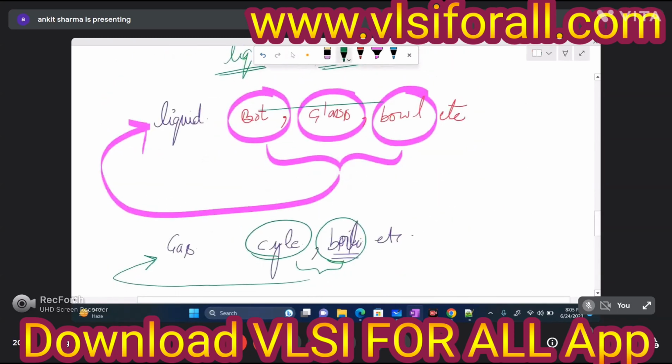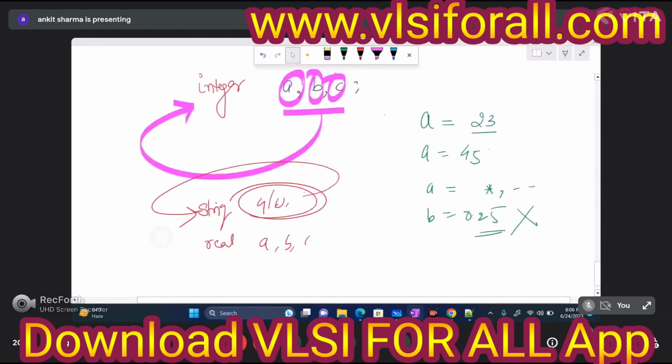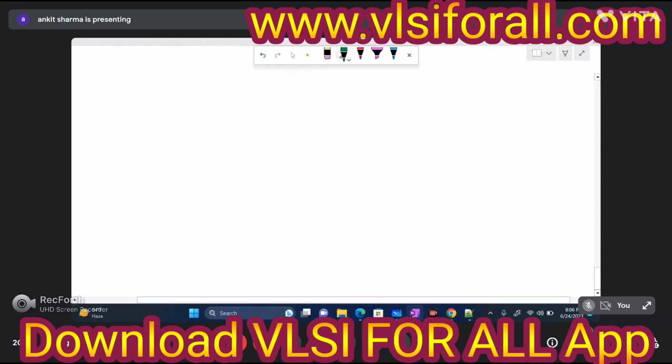They can contain only string. The equivalent I can show you is a bottle. A bottle equal to LPG is not possible. A bottle cannot contain a gas. A glass cannot contain a gas, but a glass can contain milk. A glass can contain water. So that means the data type of glass and bottle would be liquid, right? Equivalent I can show you here.